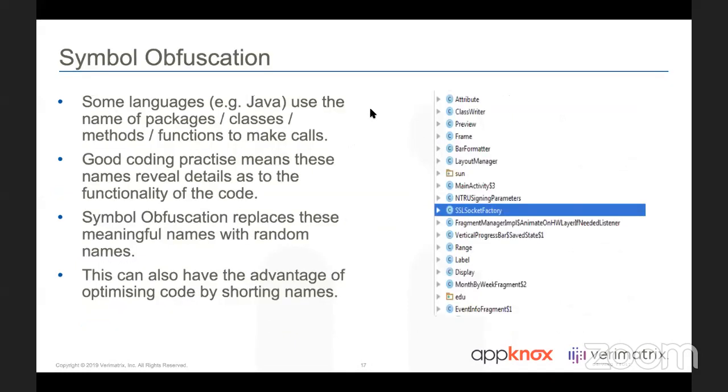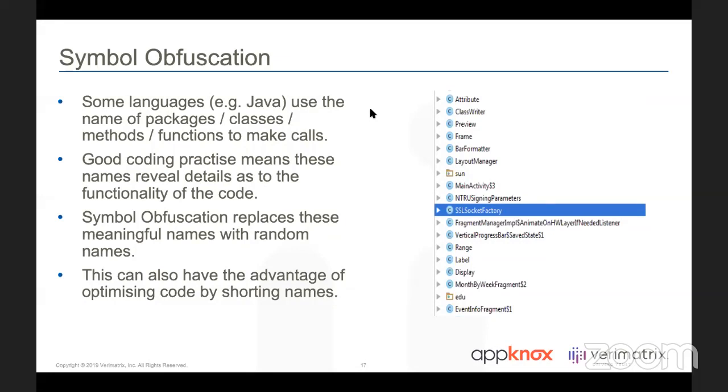So let's dive in to some of the techniques. Let's start to get technical. Let's start to look at what an obfuscator can do to your code. The type of obfuscation most people are familiar with is called symbol obfuscation.